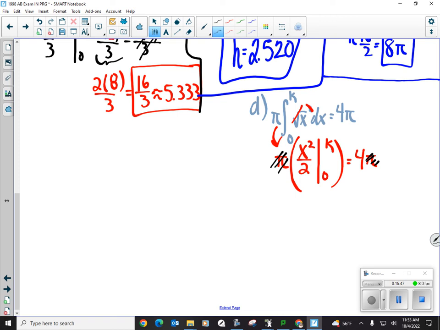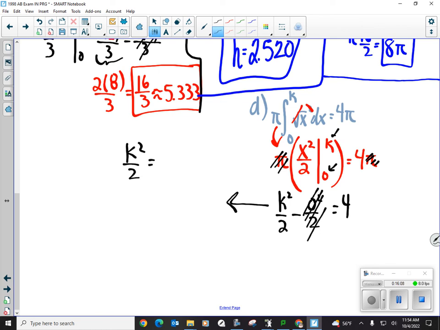Let's put our k into x first. k squared over 2 minus, putting in our lower bound, 0 squared over 2. This happens almost every problem, and I love it. It should equal 4. So now I've got k squared over 2 equals 4. Let's multiply both sides by 2. So we got k squared equals 8.